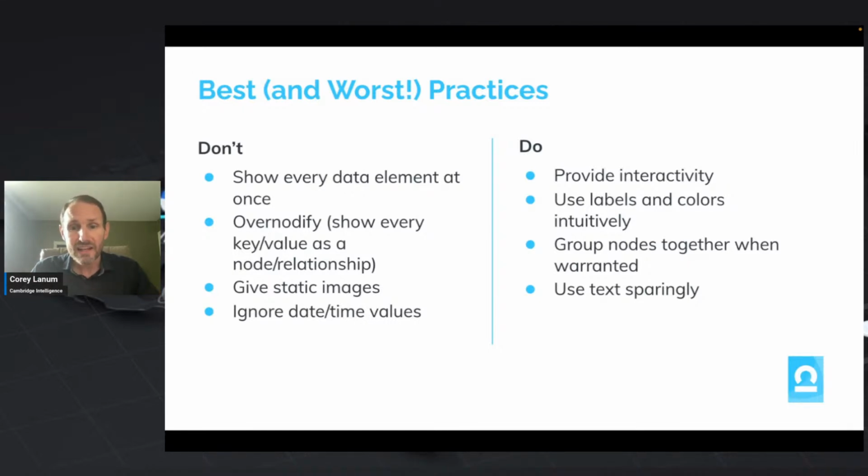And then do group nodes together. So for example, when I talked earlier about having tens of thousands of items, maybe I can say all items that share a common property can be shown as a group, and drill down into the detail of that group when the user asks for it, to simplify or summarize the chart. So I'll show you an example of that too. And then I talked about using the text sparingly so that we're not over labeling things.